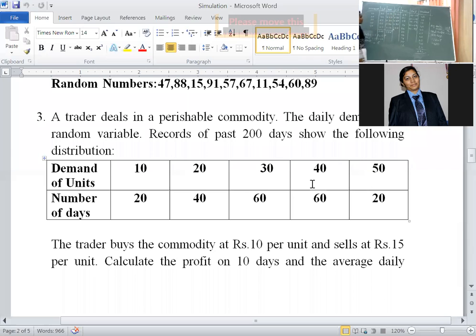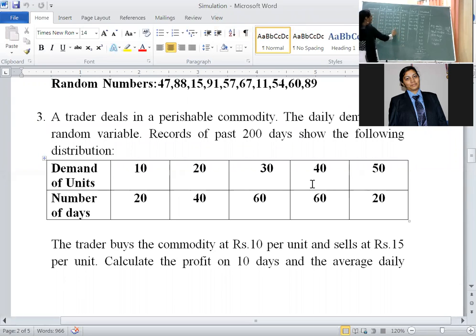Now you have to calculate the cumulative probability. The cumulative probability remains as it is for the first class interval. From the next class interval it changes: 10 plus 20 is 30, 30 plus 30 is 60, 60 plus 30 is 90, and so on. You have to map this. That means till here we did it correctly. And whatever random numbers they have given, you have to write as they are.